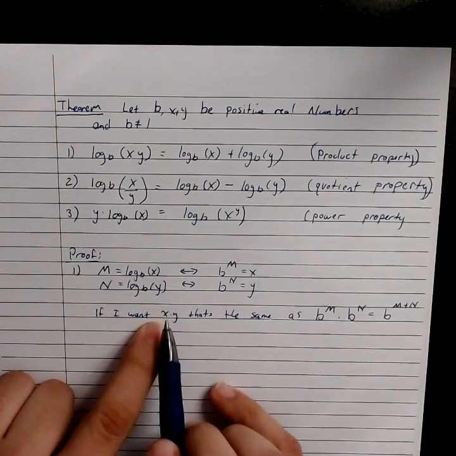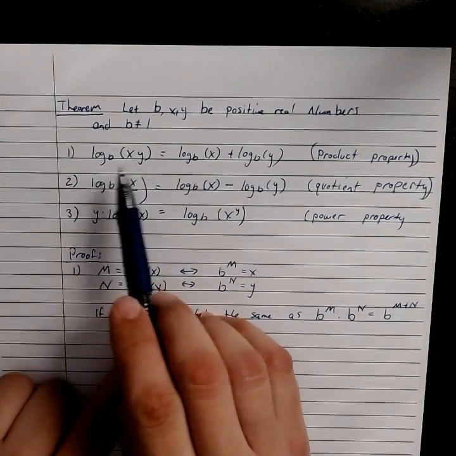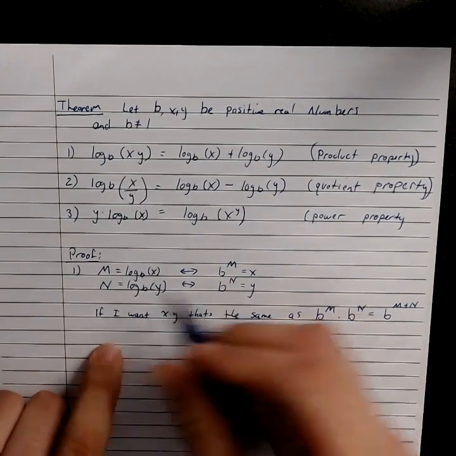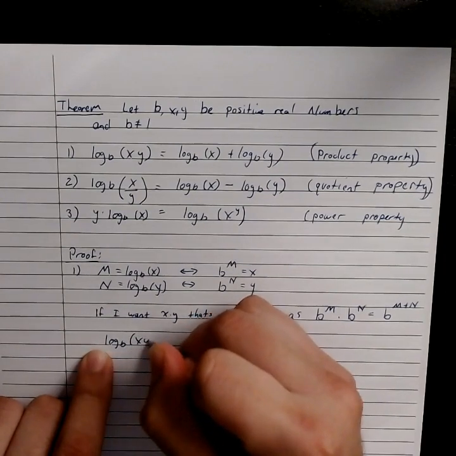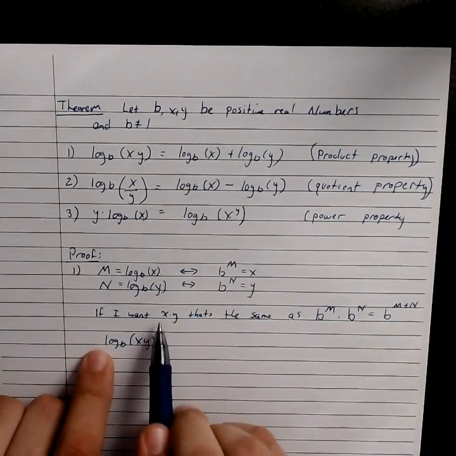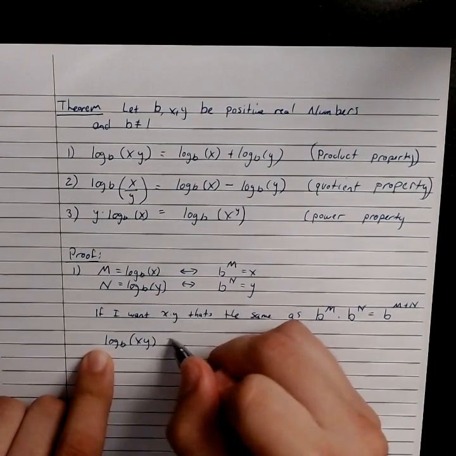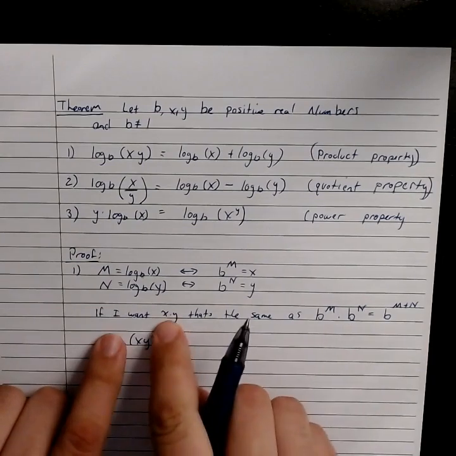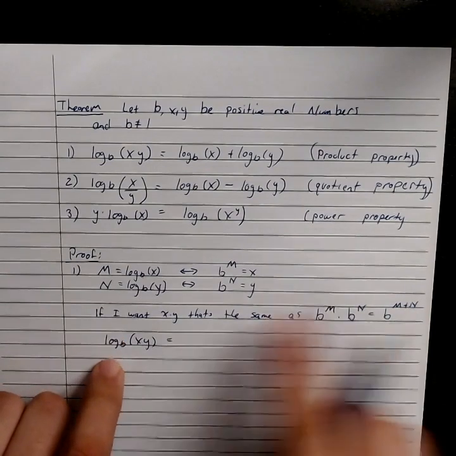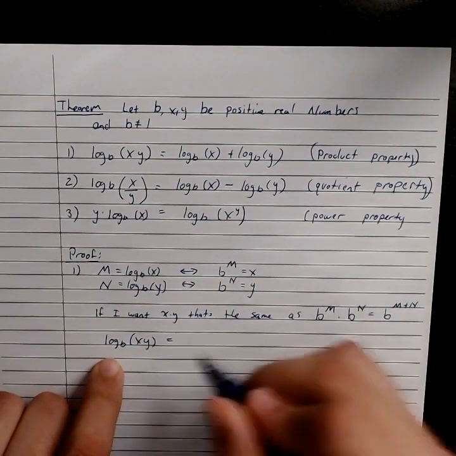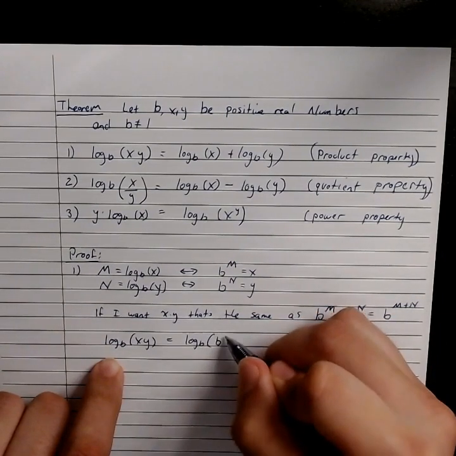Now, remember, I don't care about xy by itself. What I'm trying to do is prove something about log base b of xy. Well, let's see. Log base b of x times y. If x times y is the same as that, and that is the same as this, all of these are equal to each other. If x times y is equal to b to the power m plus n, then if I take the logarithm of x times y, that's the same as if I took the logarithm, with that base b, of b to the m plus n.